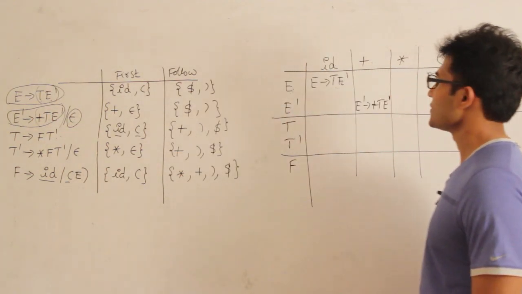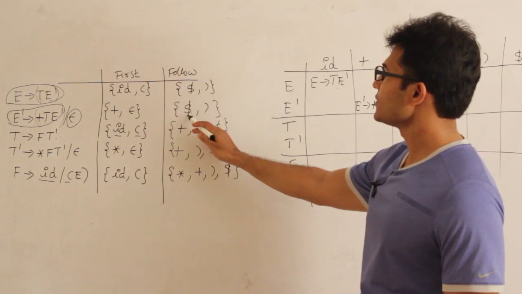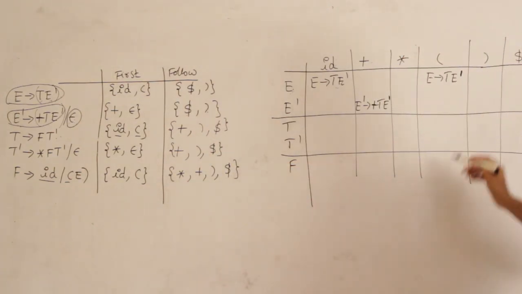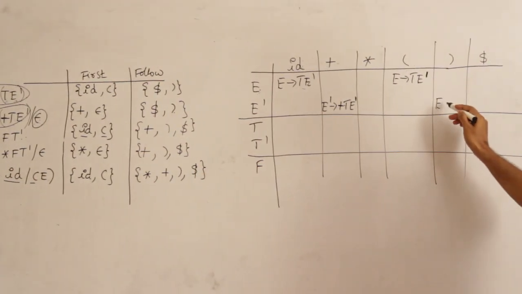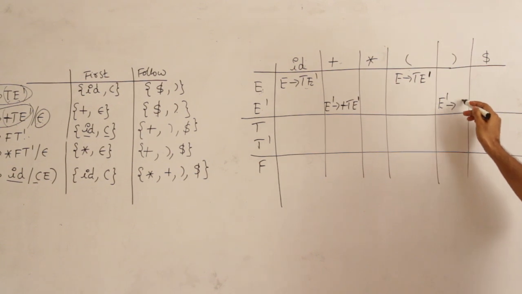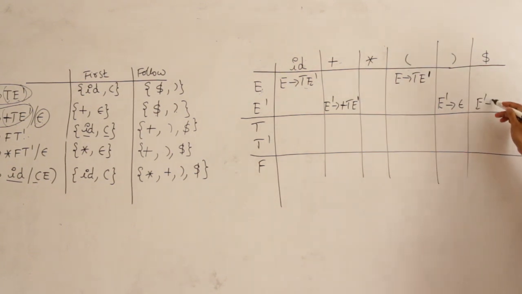So what is follow of left hand side? What is follow of E dash? Follow of E dash is dollar and close brace, which means here E dash derives epsilon, and then E dash derives epsilon.